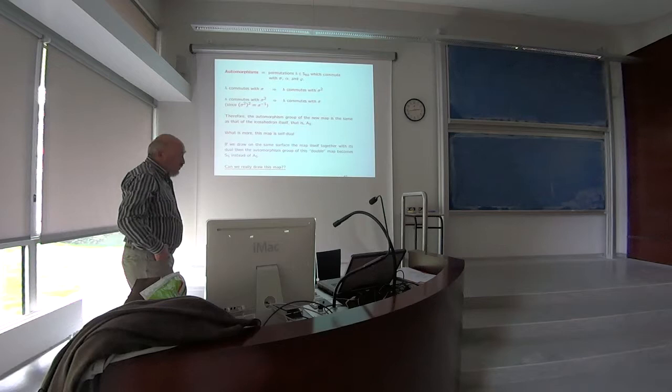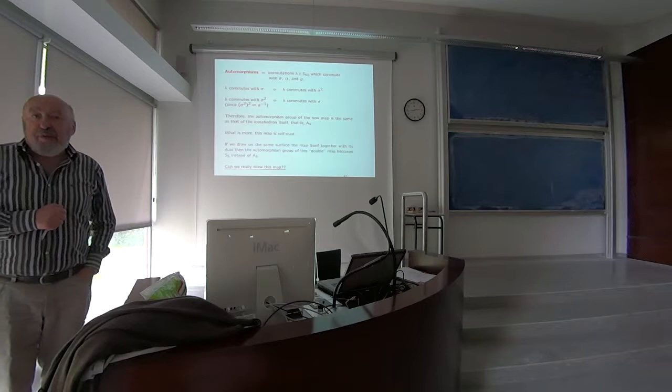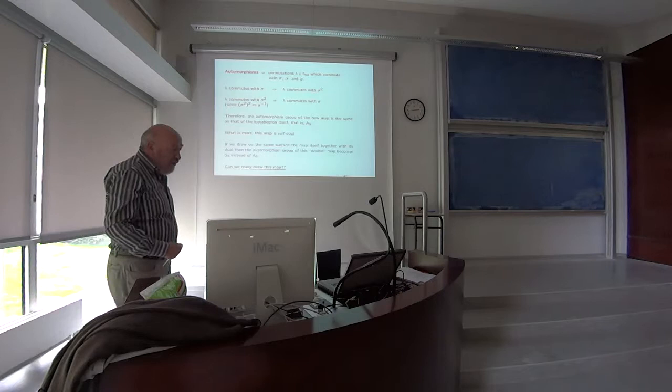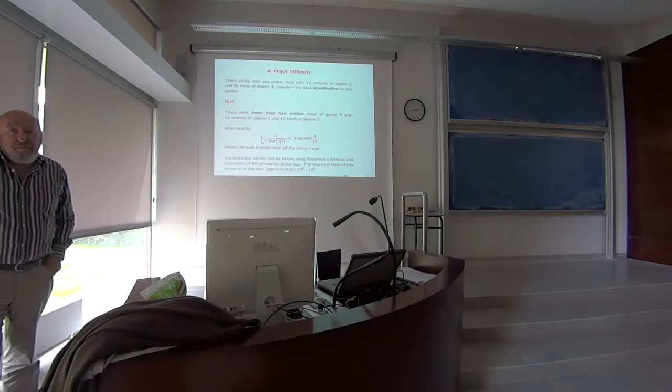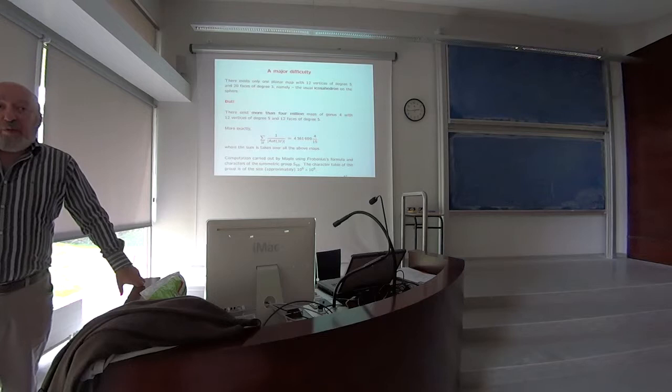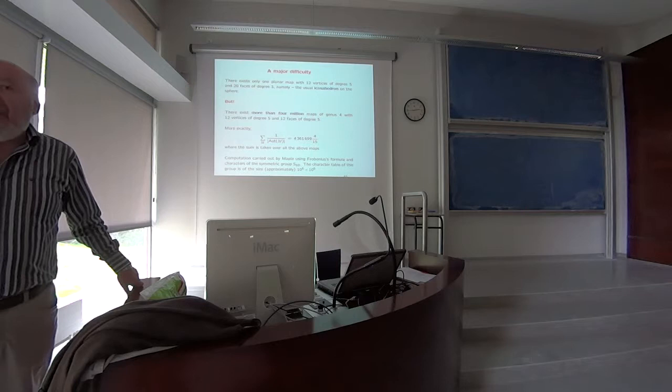So can we really draw this map? For many years I used to say that I'm completely unable to draw this map. Then I decided that I must take courage and try to draw it. I encountered a terrible difficulty, because if I would like to draw a map on the sphere which has 12 vertices of degree 5 and 20 faces of degree 3, 20 triangles, then there is only one map like that.